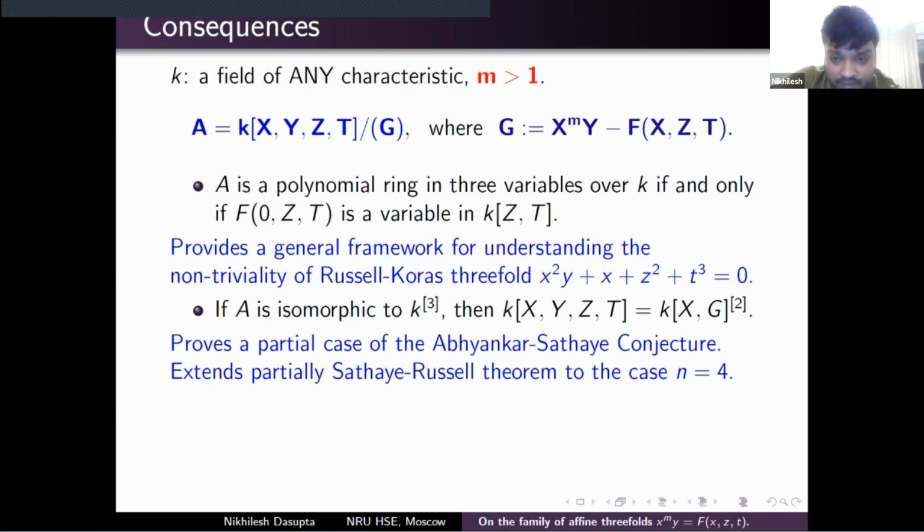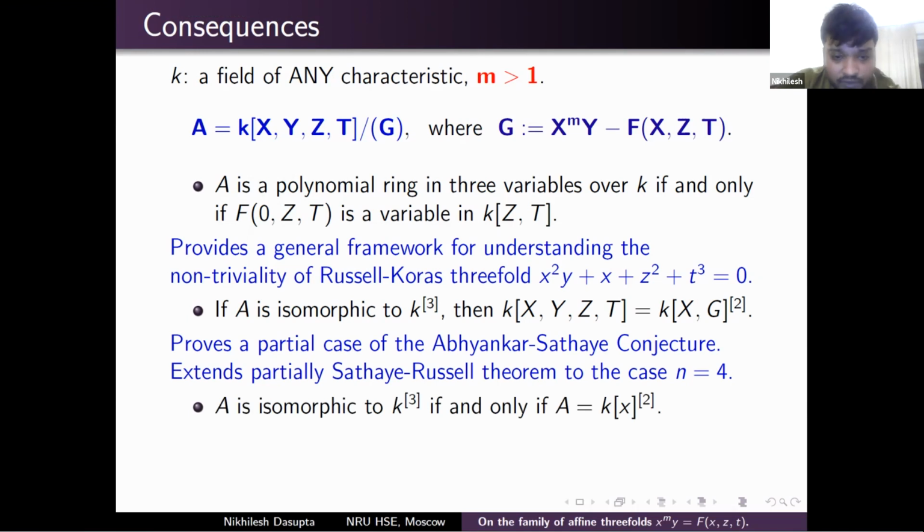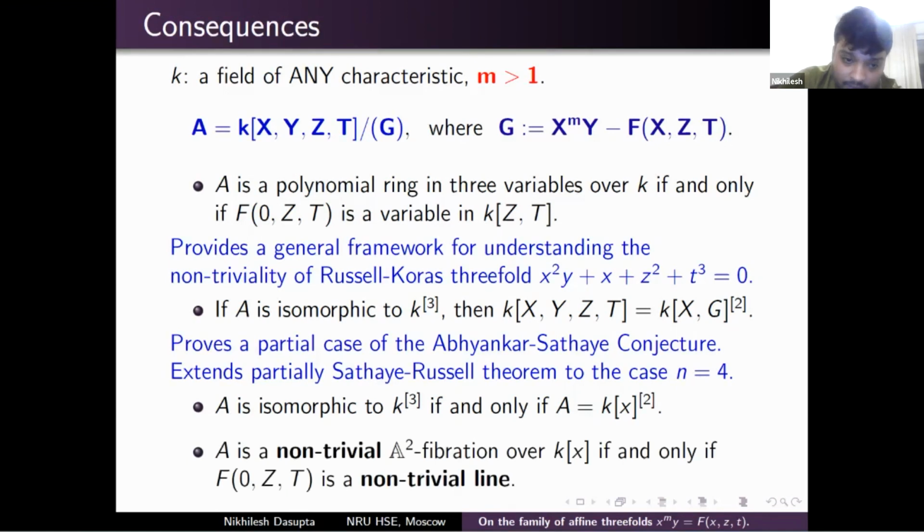And there is another theorem by Sathaye and Russell on linear planes, which extends this result to the case n equal to 4. So not only for the Zariski cancellation problem, even for the epimorphism problem or the Abhyankar-Sathaye conjecture, these examples are interesting to look at. This is another: A is isomorphic to K3 if and only if A is equal to K[X][2]. And this is another problem regarding A2 fibration. So there is a result by Sathaye that A2 fibrations over a DVR or discrete valuation ring are trivial.